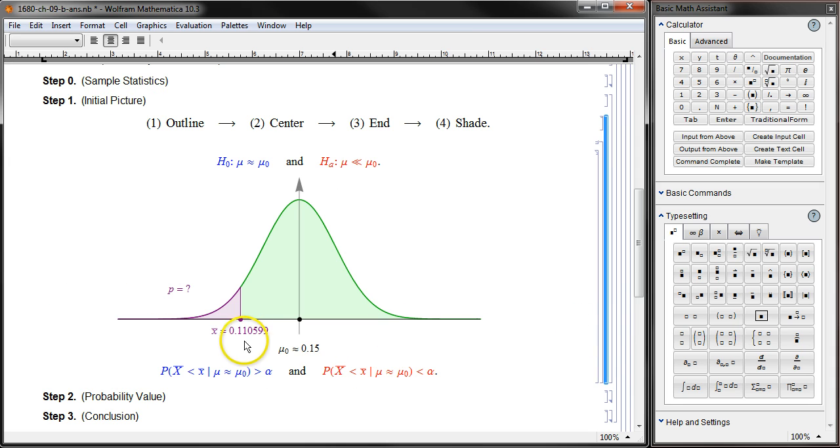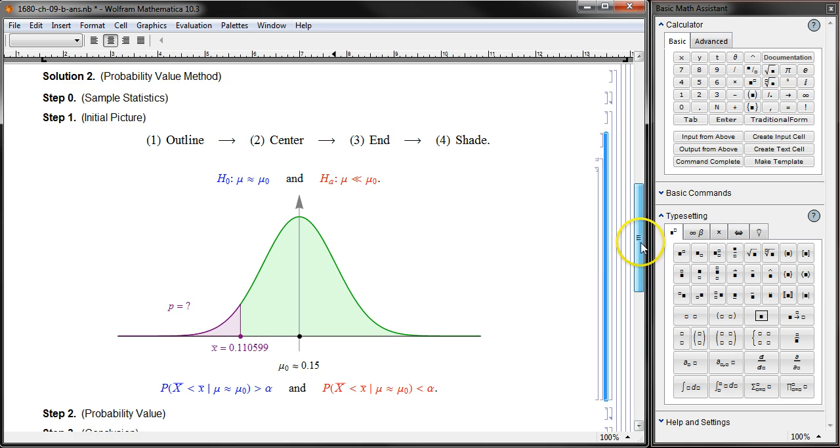What do we get? Well, we get 0.1106 approximately. It is 24 out of 217. And we want to find out this p-value. If this p-value is too big, then null wins. Too small, then alternative wins. How big is too big? How small is too small? That's the alpha value.